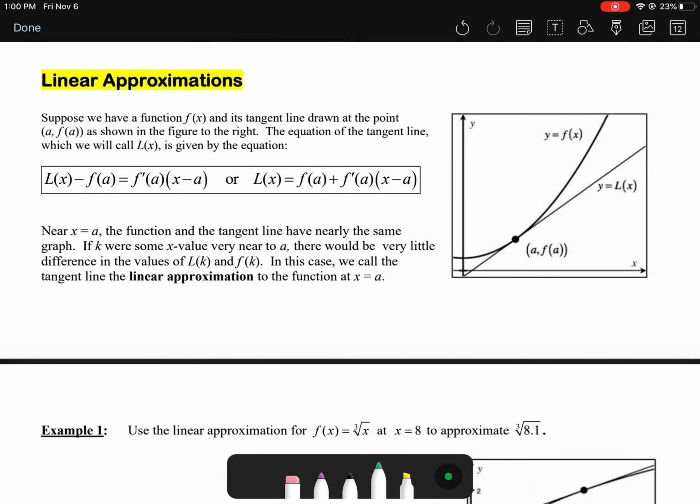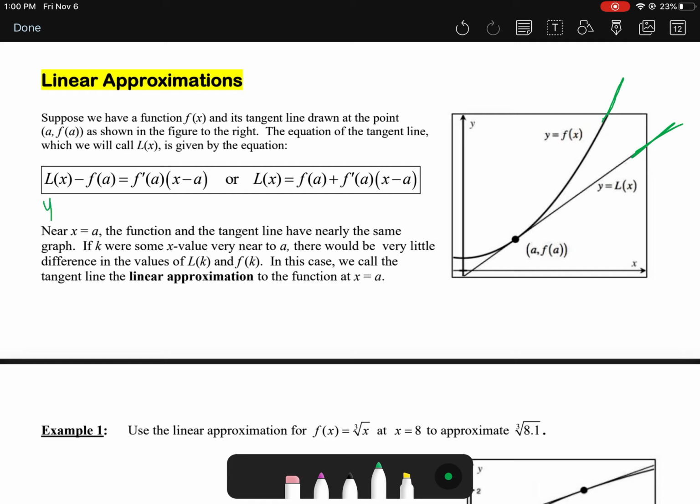So, linear approximations. Suppose we have a function f of x and its tangent line drawn at the point a, f of a, as shown in your figure to the right. So again, here is my function, and then here is my tangent line. The equation of the tangent line, which we're going to call L of x, is given by the equation L of x minus f of a equals f prime of a times the quantity x minus a.